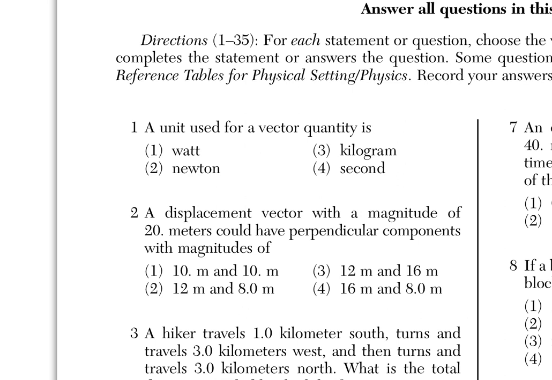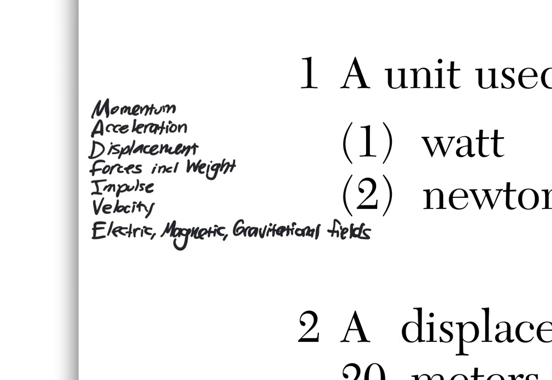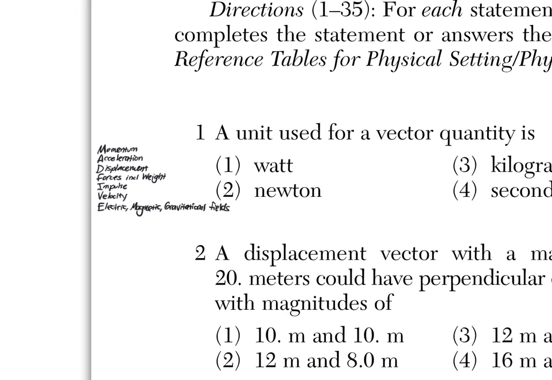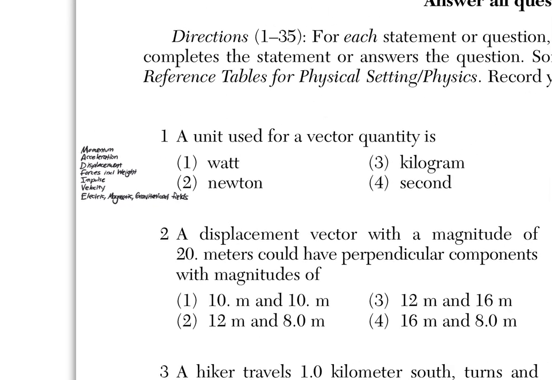Okay, first question, vectors and scalars. So what's a unit for a vector? So let's go over the vectors. MAD 5: momentum, acceleration, displacement, forces including weight, impulse, velocity, and all the fields, electric, magnetic, and gravitational. So keeping that in mind, let's take a look at these units.